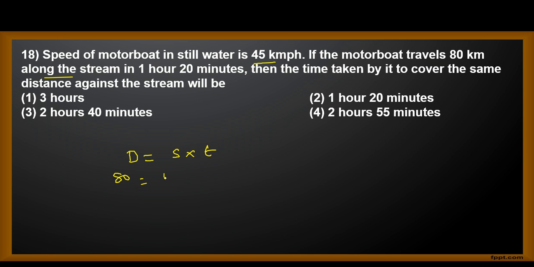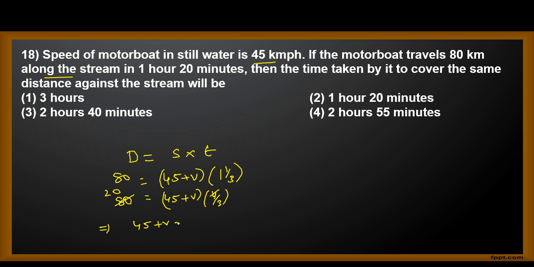Downstream means U plus V. U is given as 45. We don't know V. Into 1 hour 20 minutes. So 1 hour 20 minutes can be written as 4 by 3 hours. Now this is nothing but 45 plus V into 4 by 3, which is 80. This implies 45 plus V is equal to 60. So V is how much? 15. The current is flowing at 15 km per hour.